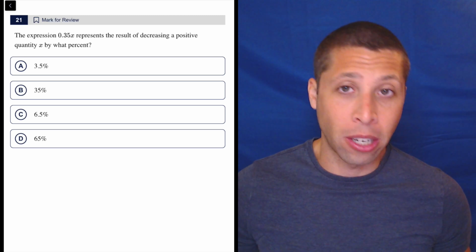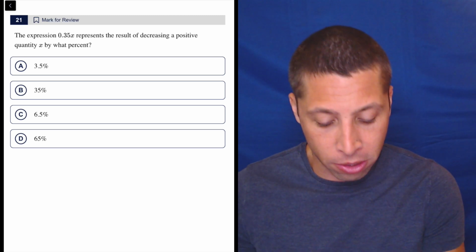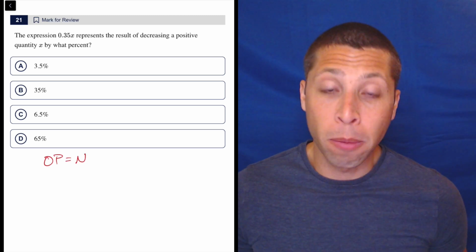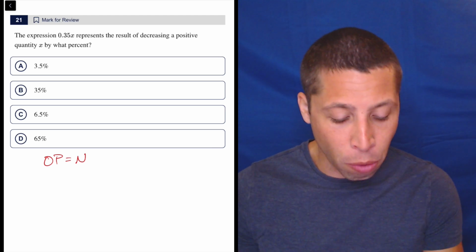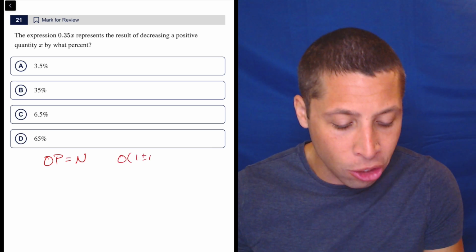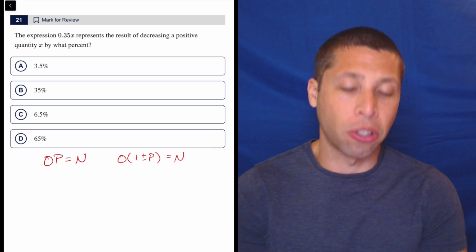The way to handle percentage questions is to use the open formulas. So there are two of them. One of them just looks like the word open. That's why I call it the open formula. The other is going to change it slightly by adding this one plus or minus piece.